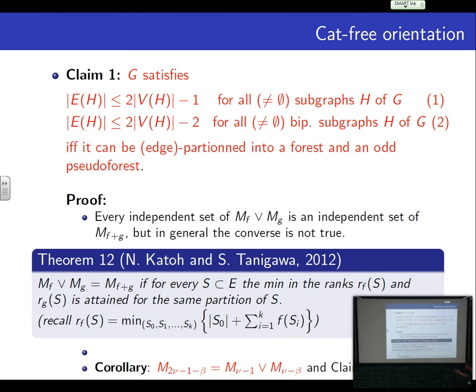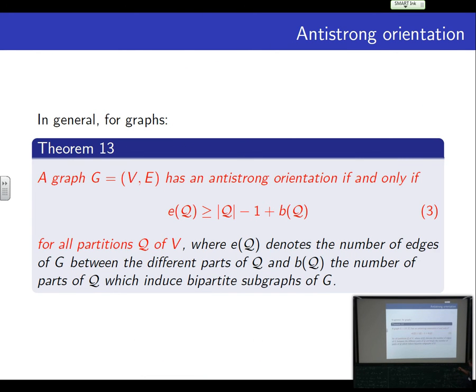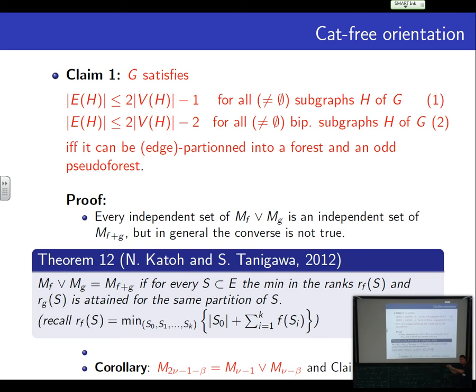Okay, so anyway, the gist of it is that this is a matroid, and the matroid that we are studying, the one that tells you whether a set of edges can be oriented cat-free, is the matroid union of two matroids that we more or less know. This one we know very well, and this one I didn't know before we did this paper, but now I know it. So what we did now is we characterized what sets of arcs of size at most 2n minus 1 can be independent in this matroid.